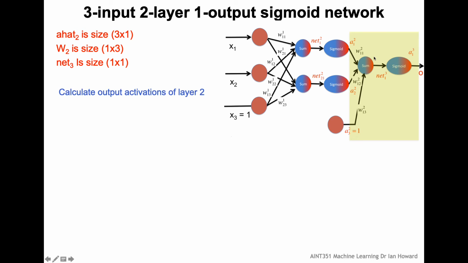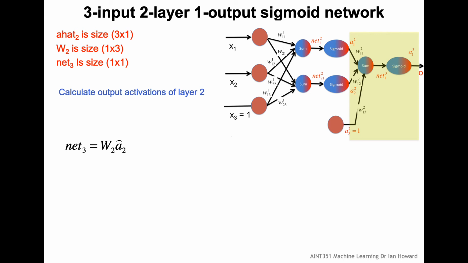W2 is going to be now a 1x3 because we've got one output and effectively 3 inputs, right? Consequently, the linear part of the upper layer is what we call net 3, and that's also going to be a single value, which is a 1x1.